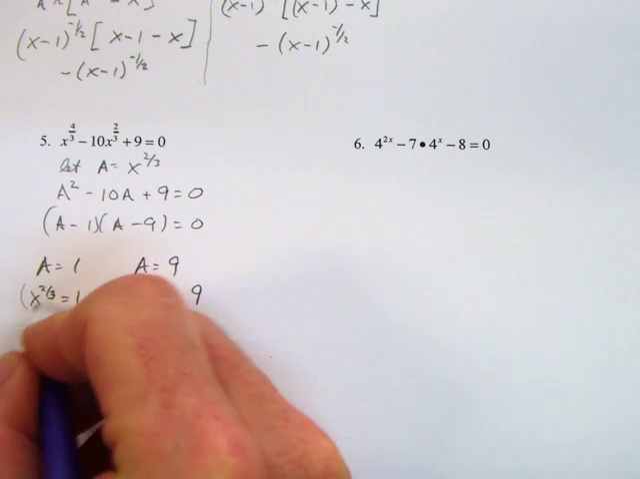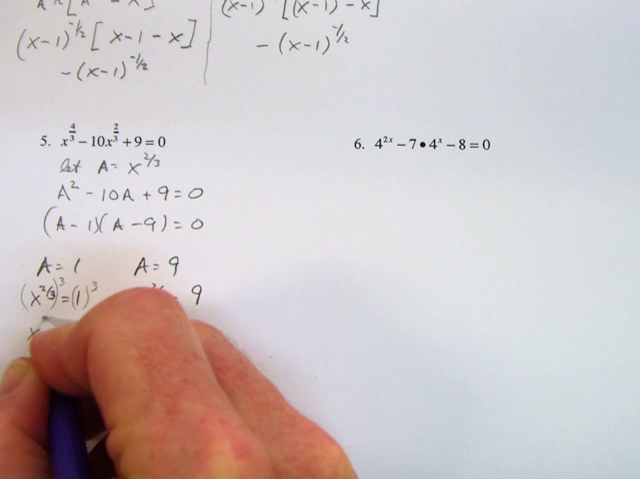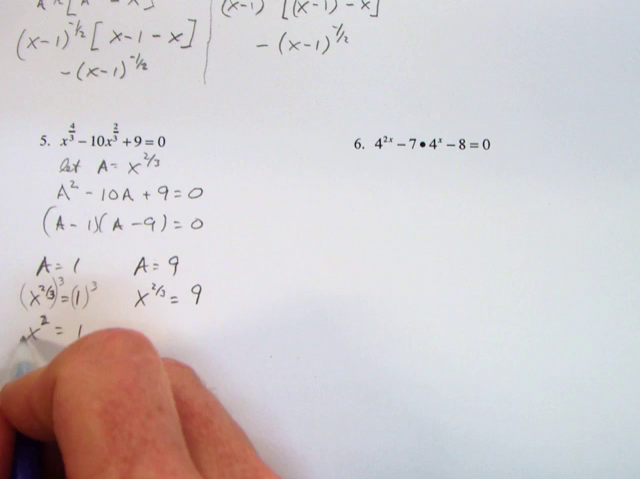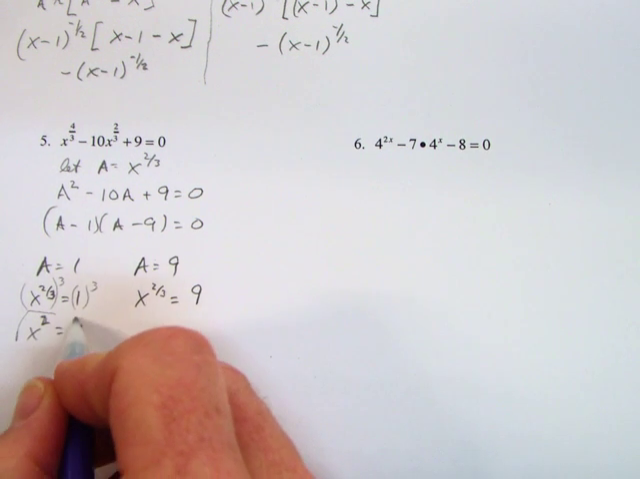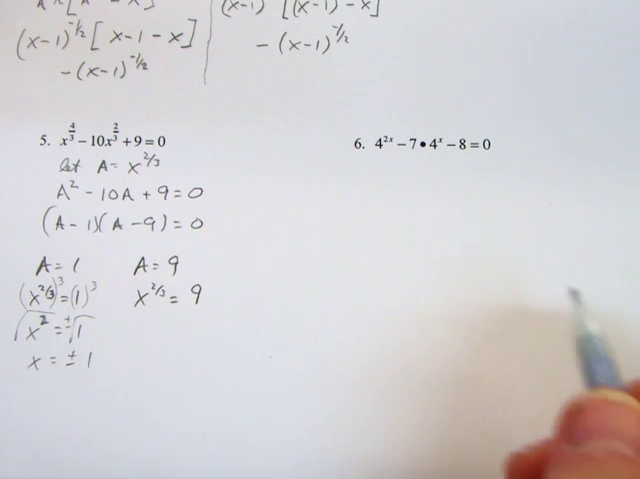So let's say I raise everything to the 3rd power. So I get x squared equals 1. Now, how do I solve x squared equals 1? I'm going to take my square root, but I have my plus or minus, so x equals plus or minus 1.